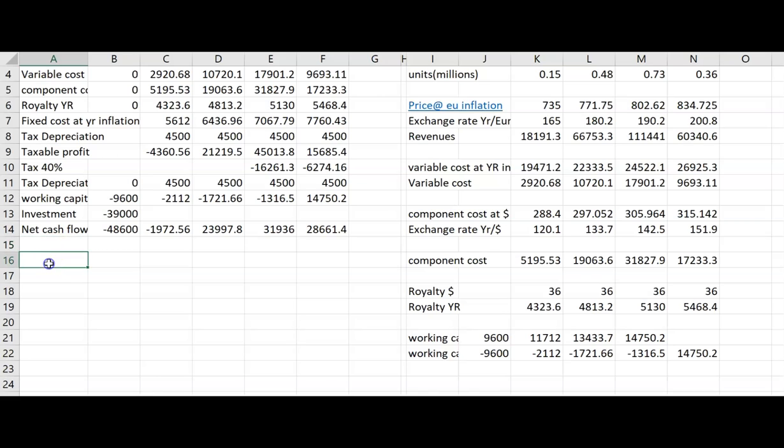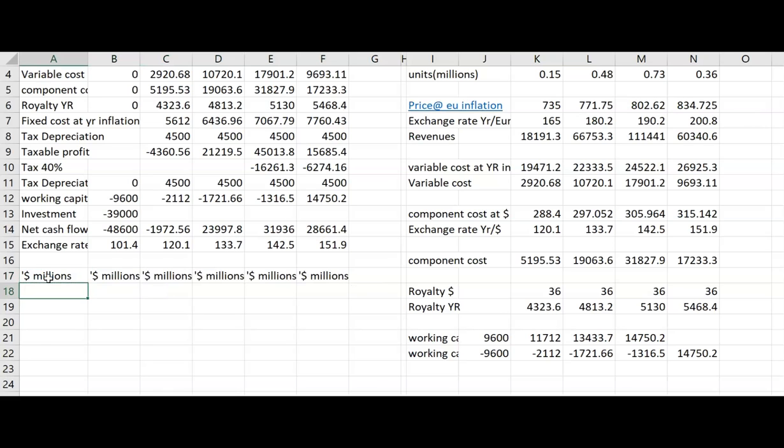Now write the exchange rate here. YR over dollar, because I need to convert cash flows in dollars. So in first year, exchange rate is 101.4, and next year I have already written here. Now all the data will be in remittance, YR cash flow over the exchange rate. These are remittance. There will be no additional tax, because in USA tax rate is only 20%.